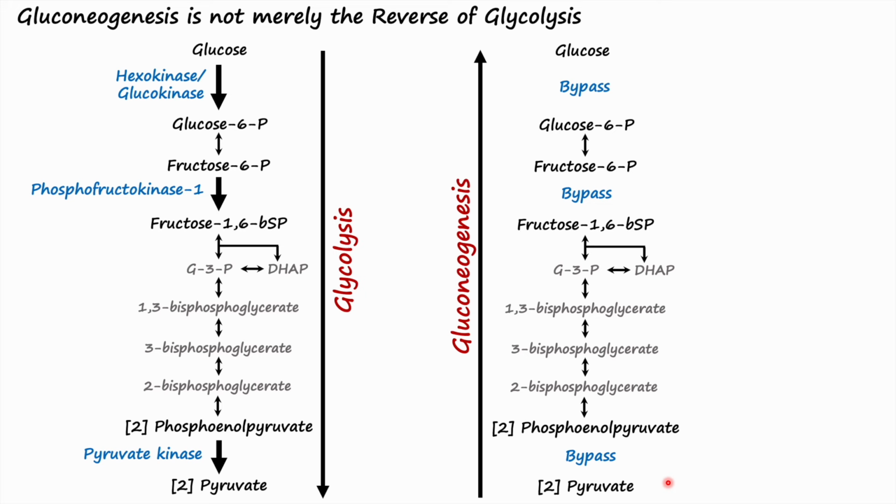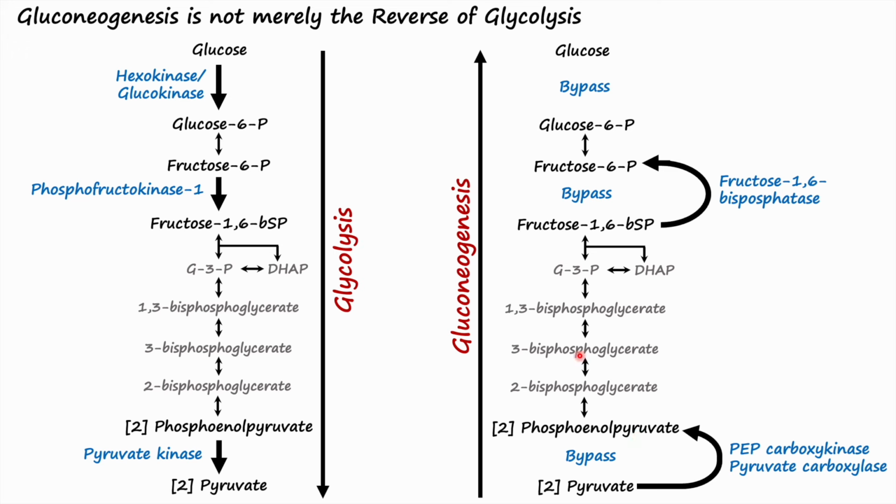And these reactions are bypassed with the help of four different enzymes. The first two enzymes, pyruvate carboxylase and phosphoenolpyruvate carboxykinase, are important to convert pyruvate into phosphoenolpyruvate. Second is fructose 1,6-bisphosphatase, which converts fructose 1,6-bisphosphate to fructose 6-phosphate. And lastly, glucose 6-phosphatase, which converts glucose 6-phosphate into glucose. So these four enzymes bypass the irreversible reactions of glycolysis, and they are very important.